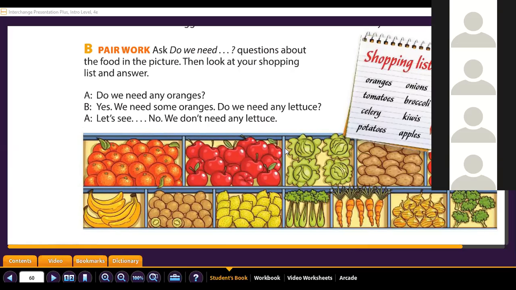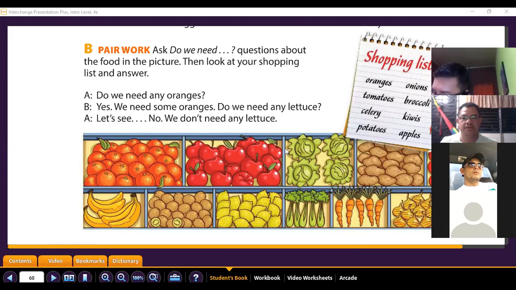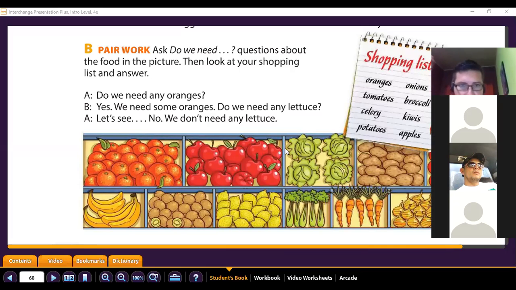Okay, continue. A volunteer to continue? ¿Alguien que continúe preguntando? Do we need any carrot? Do we need any carrot? ¿A quién? Do we need any carrot? Hugo. ¿A quién le pregunto? A Hugo. Okay, Hugo, okay. Do we need any carrot? No, we don't need any carrots.